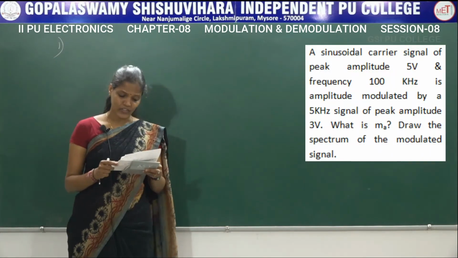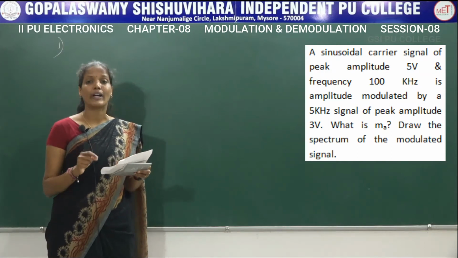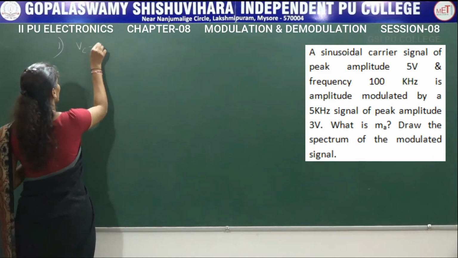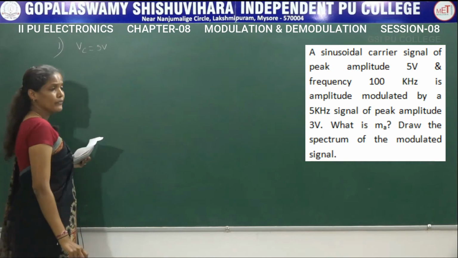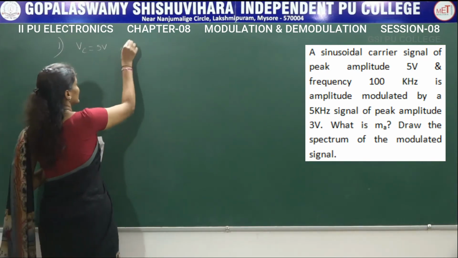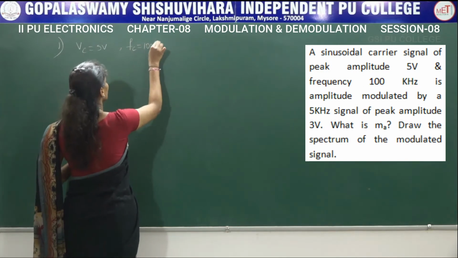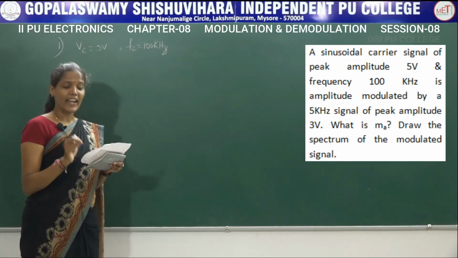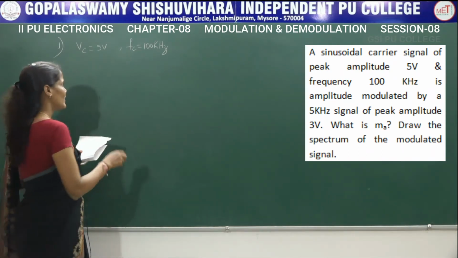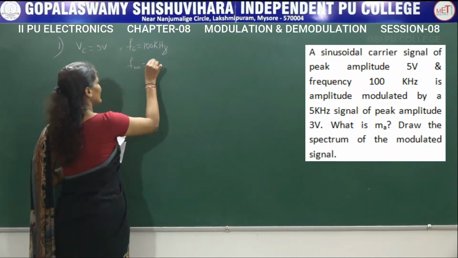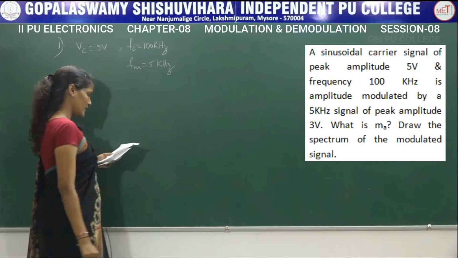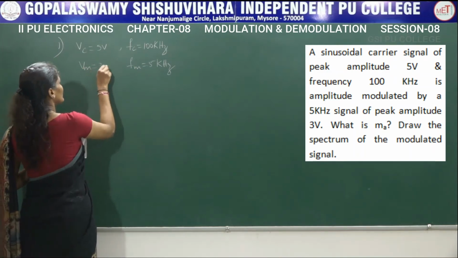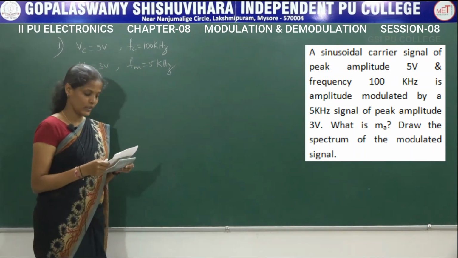A sinusoidal carrier signal of peak amplitude 5 volts. So this is Vc, whose value is equal to 5 volts, and frequency 100 kilohertz. That is, the frequency of the carrier signal is 100 kilohertz. It is amplitude modulated by a 5 kilohertz signal, that is, Fm is equal to 5 kilohertz, of peak amplitude 3 volts. So Vm is equal to 3 volts and Fm is 5 kilohertz.